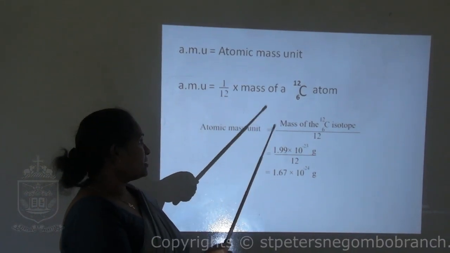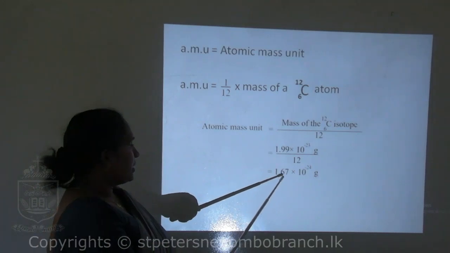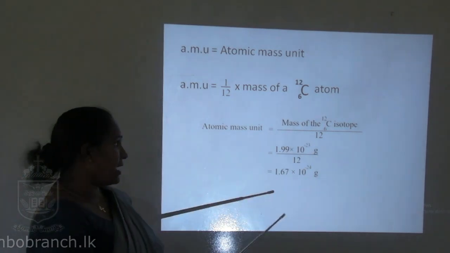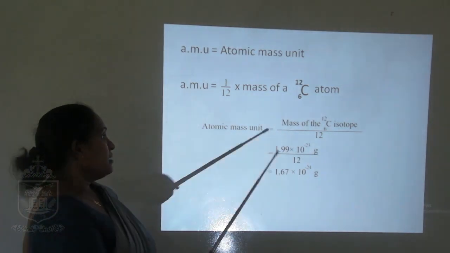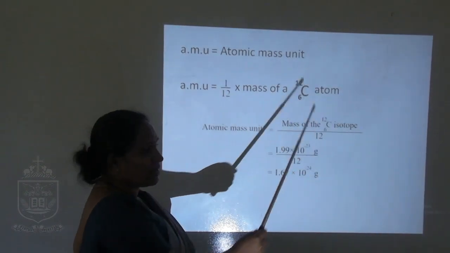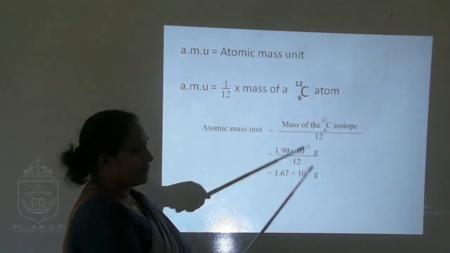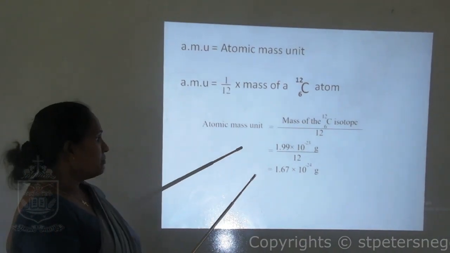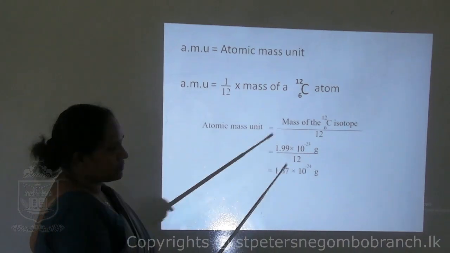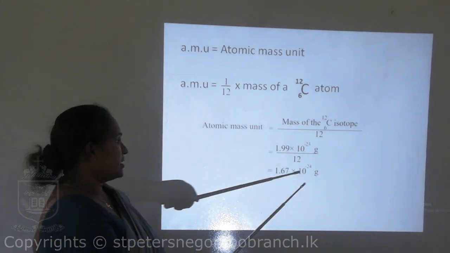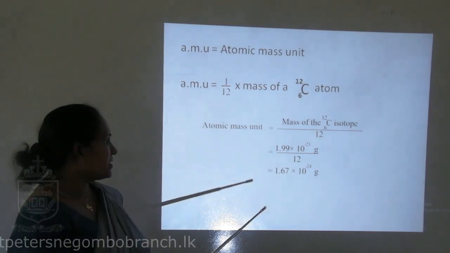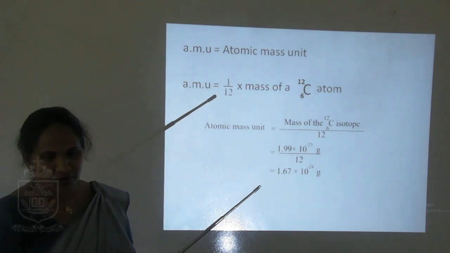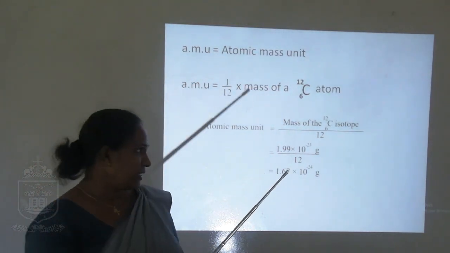So the atomic mass unit is 1.67 into 10 to the power minus 24 grams. Otherwise the method is this: the mass of the carbon-12 isotope will be given in the questions, and you have to divide it by 12, then the answer will be this. It is easy if you study this by heart. Not much difficult. Answer: 1.67 into 10 to the power minus 24 grams. Right? We'll go to the next now.